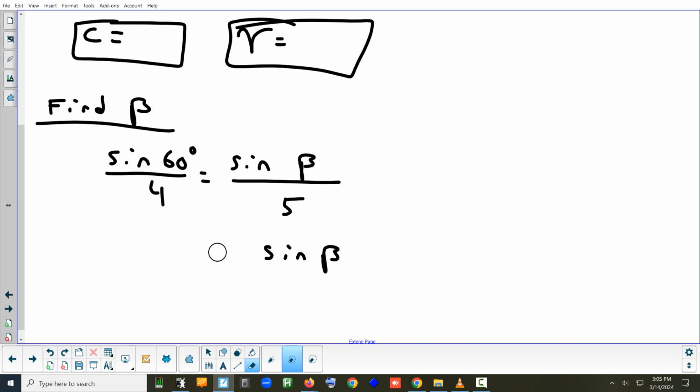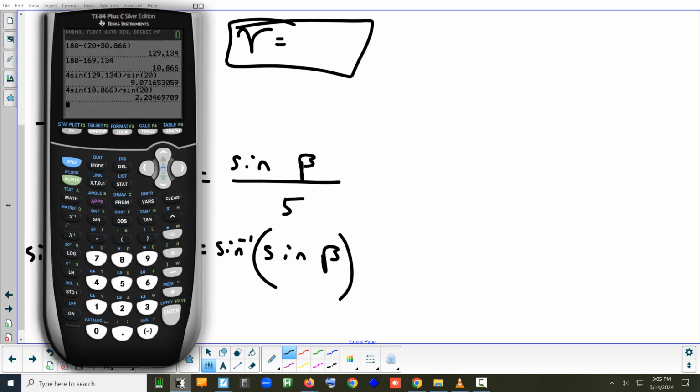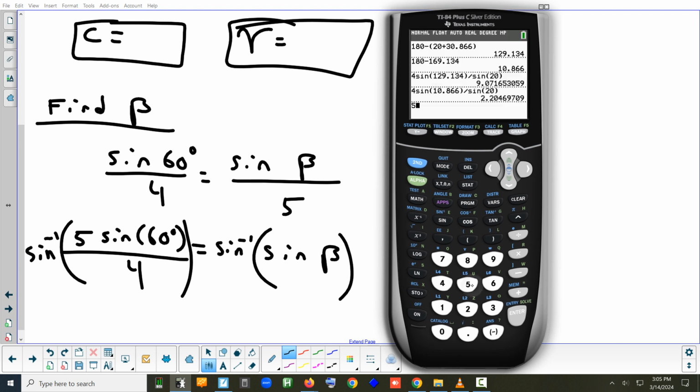Okay, and now to get sine beta by itself, what are you going to do on both sides? Multiply each side by 5. Okay. And our last step, and we will be able to solve it. Take the inverse sine. Now, if we just check 5 sine 60 and then divide by 4, we get 1.08.